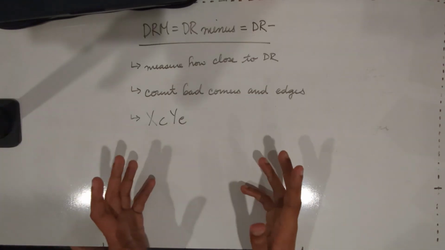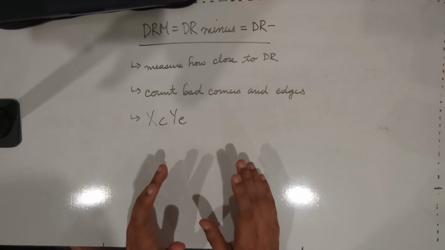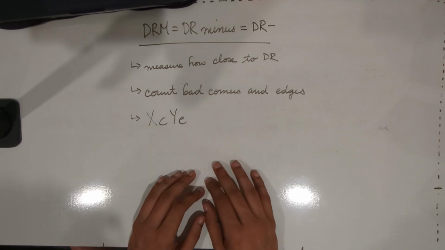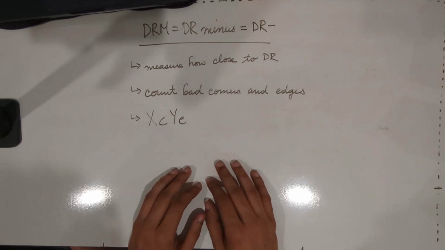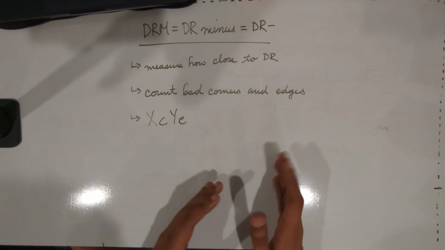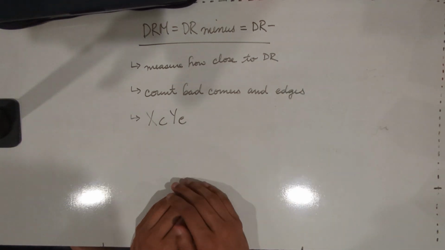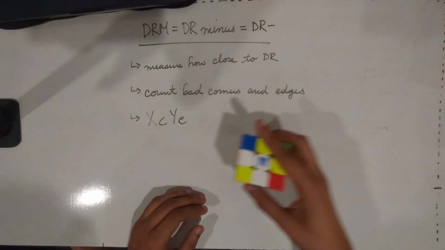This is also true for humans, and this is why we use the method DR for FMC. After you do EO, you generally don't get a DR state, so we need to come up with some way to measure how close we are to DR. Similar to EO, we're going to count the number of pieces that are not in DR, distinguishing the corners from the edges. This is sometimes called DRM, or DR-. Let's take a look at an example.